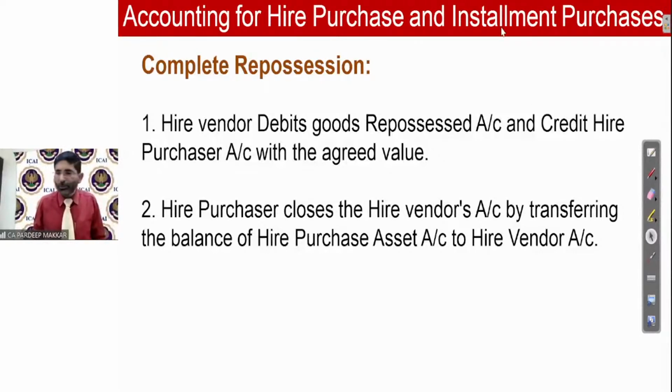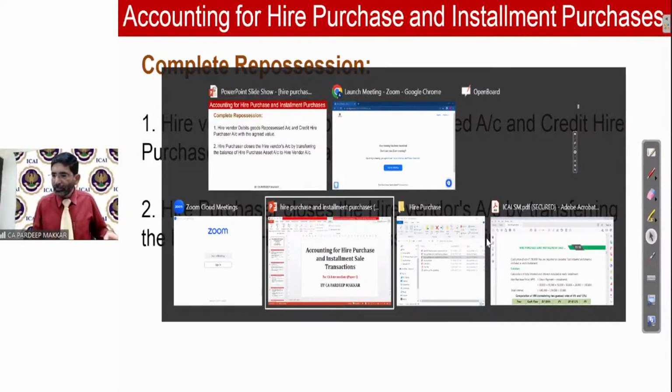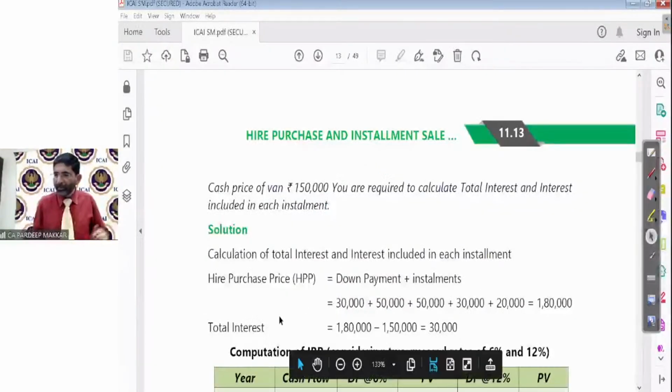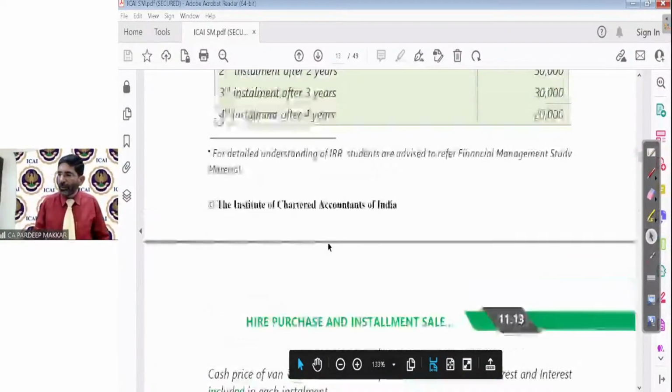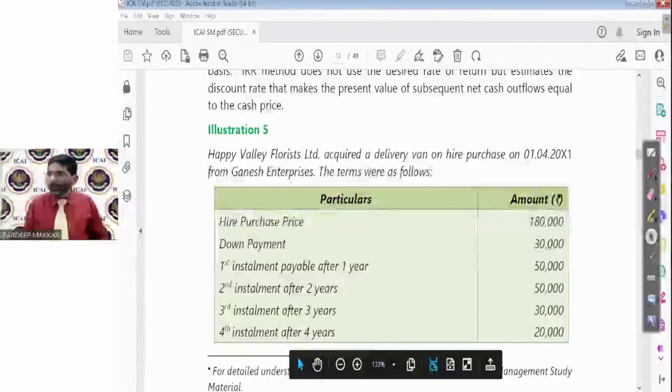Illustration number 5. Students are interested to once again discuss about that. So see illustration number 5, beta. Yeah, this is illustration number 5, which we have already discussed. Let's understand once again. Before going for the repossession, I would like to discuss once again about this also.